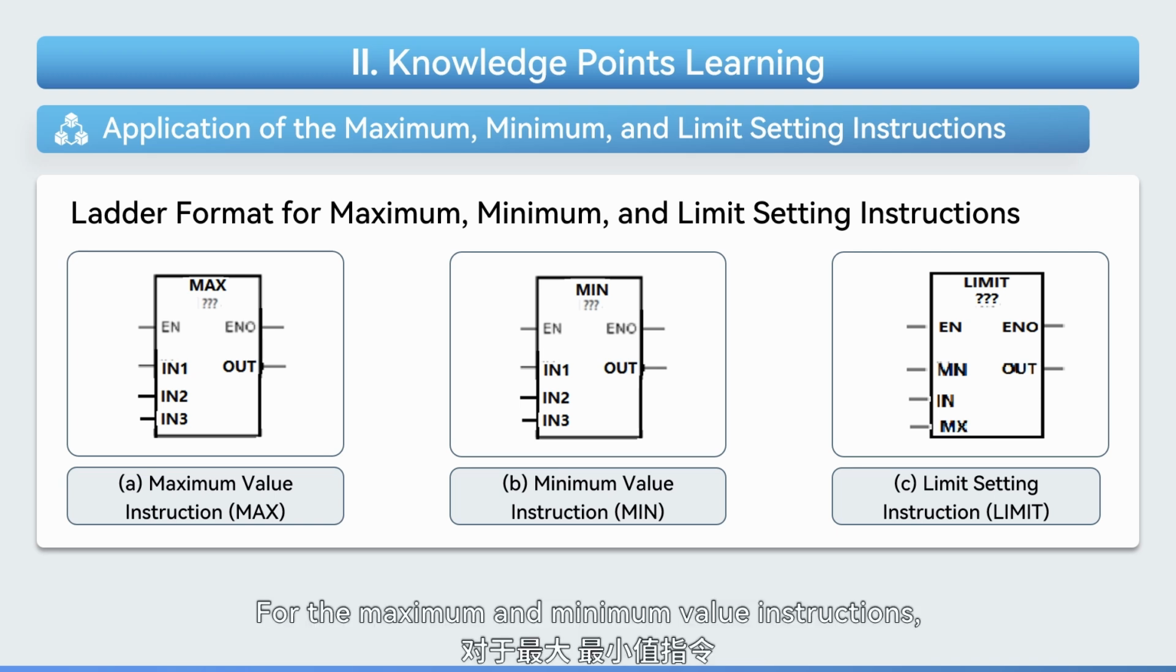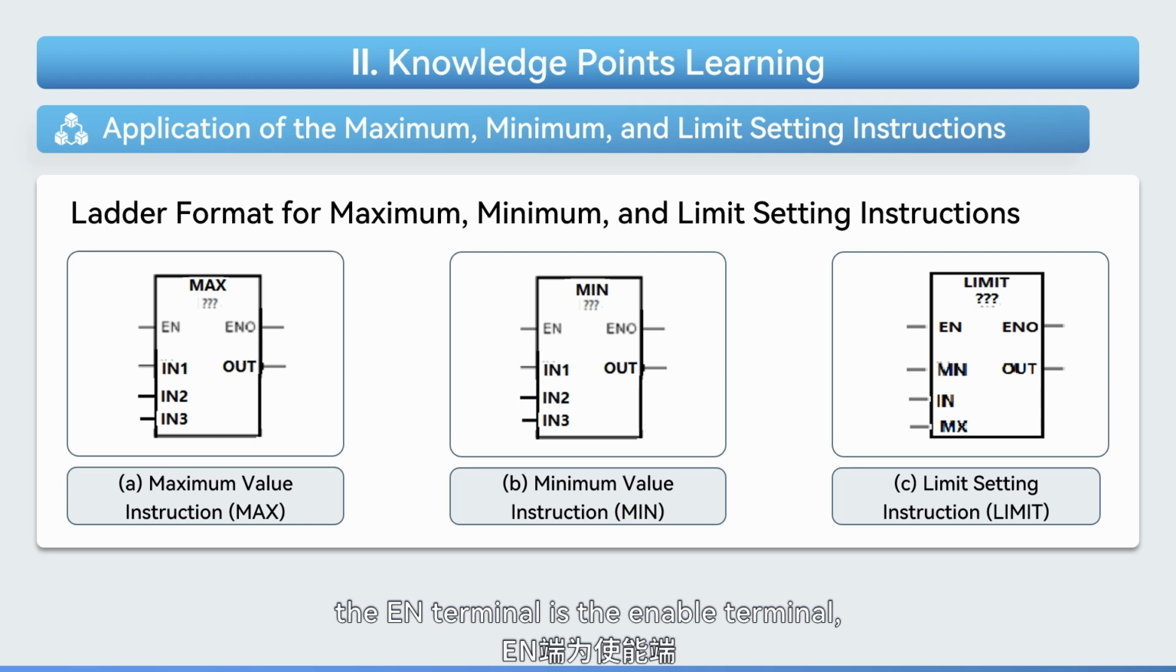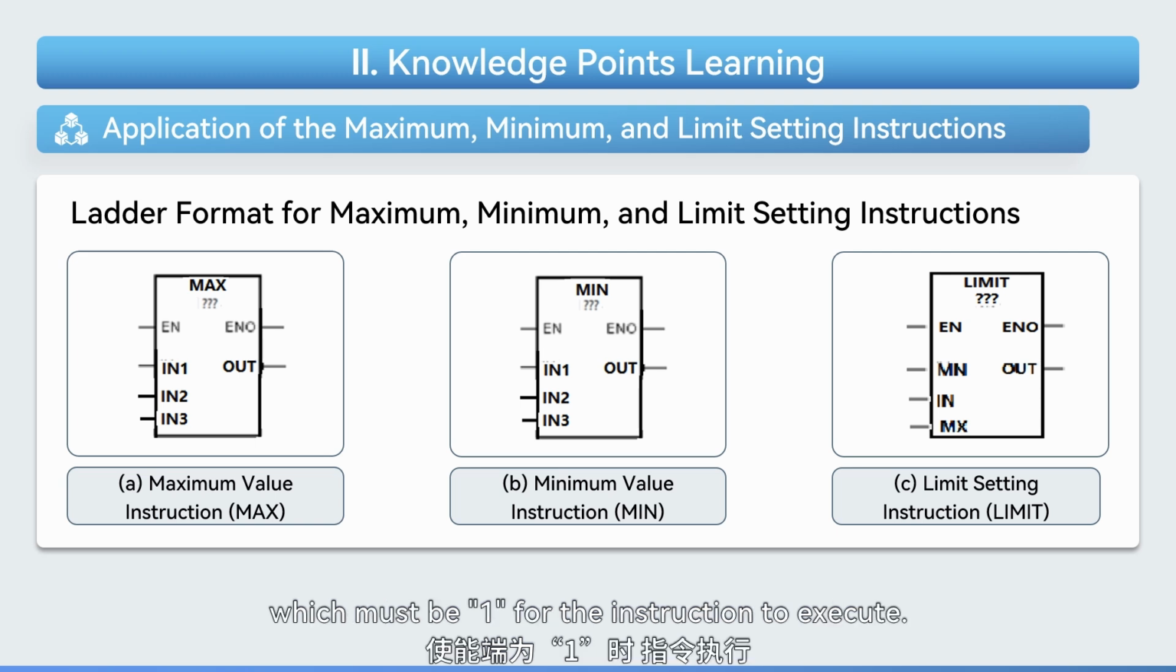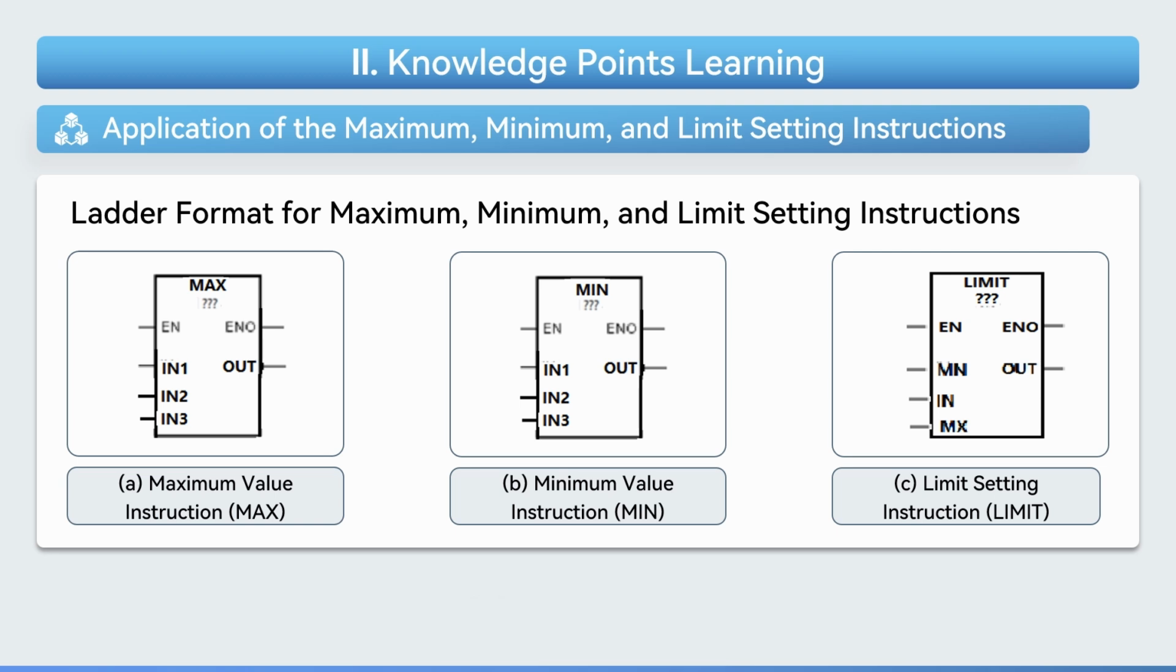For the maximum and minimum value instructions, the EN terminal is the enable terminal, which must be 1 for the instruction to execute. IN1, IN2, and IN3 are input terminals, and OUT is the data output terminal. For the limit setting instruction, the EN terminal is the enable terminal, MN is the minimum value terminal, IN is the data input terminal, MX is the maximum value terminal, and OUT is the output data terminal. Next, we will explain the application of the maximum, minimum, and limit setting instructions.